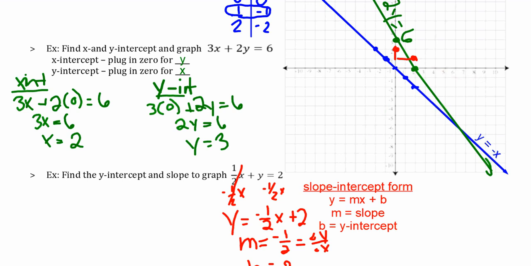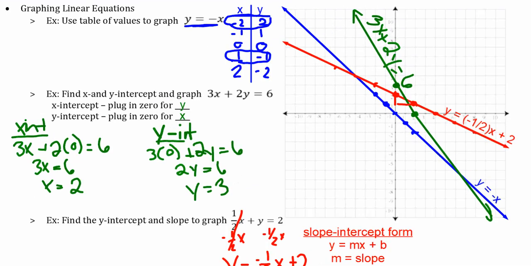And I can continue in that same pattern, down 1 over 2, and so on. I can also go back in the other direction, so from my y-intercept I can go up 1 and to the left 2, and kind of continue this pattern. And once I feel like I've gotten sufficient points here, I can go ahead and just graph my straight line through all of those points, and again I'm going to label that as well. So there's my y equals negative 1/2 x plus 2. So 3 methods we've got now to graph straight lines.